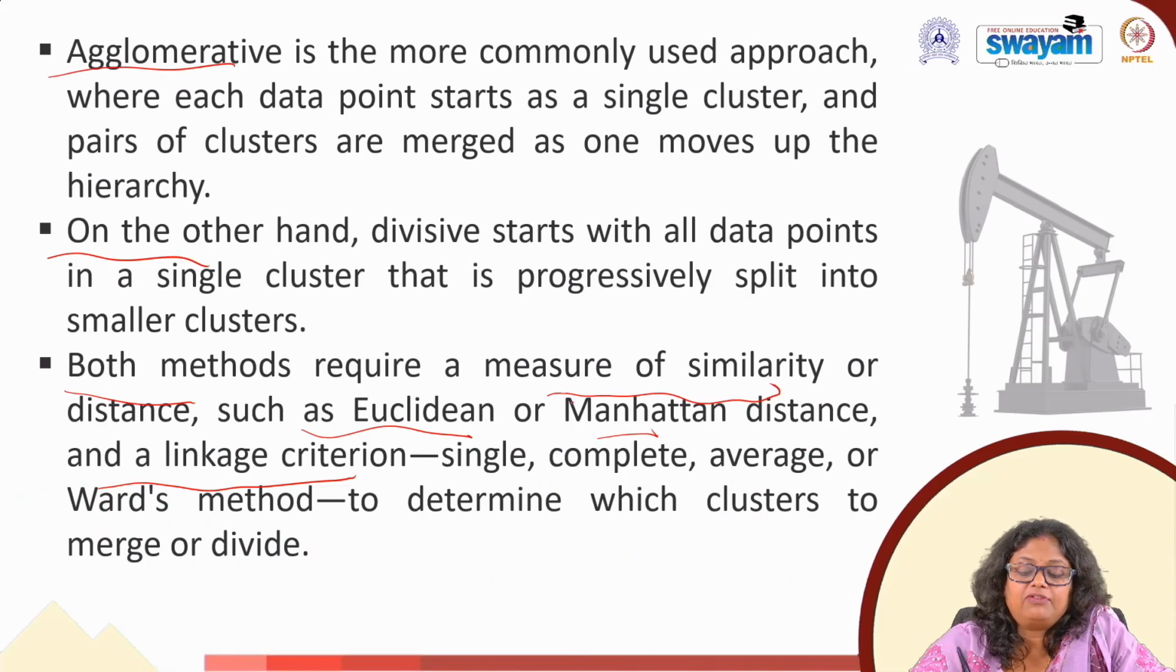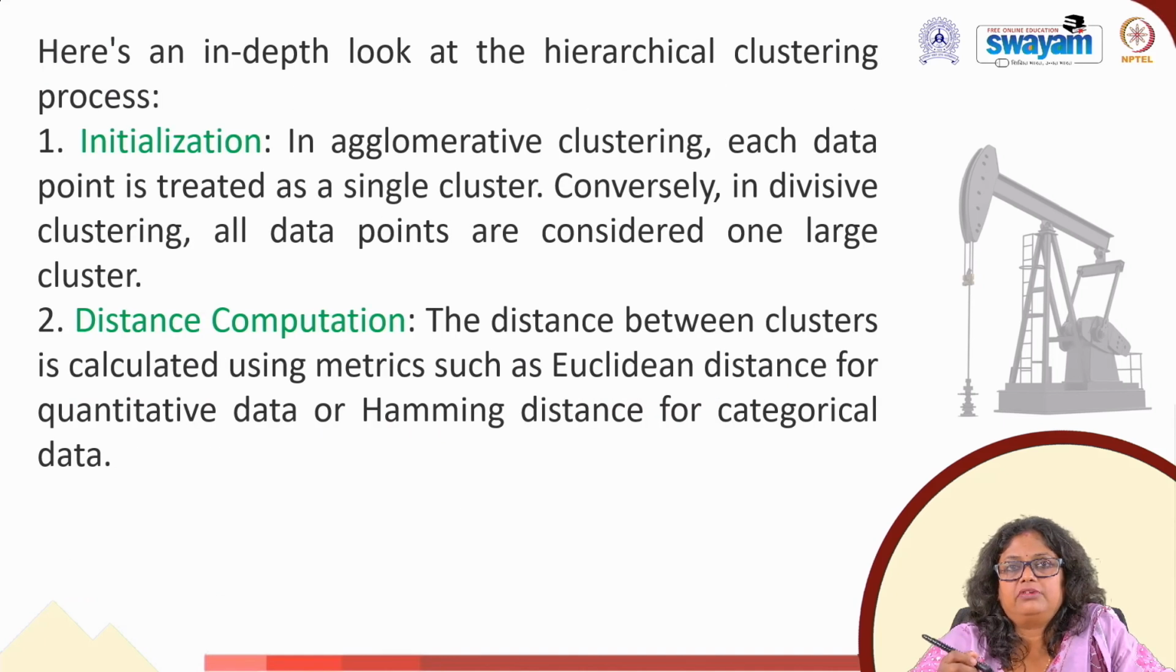So after calculating the distance first, the second thing we require is the linkage criteria. Under linkage criteria we have single, complete, average or ward method, and these determine which cluster to merge or divide, okay. So based on that we are going to do this merging or division, okay.